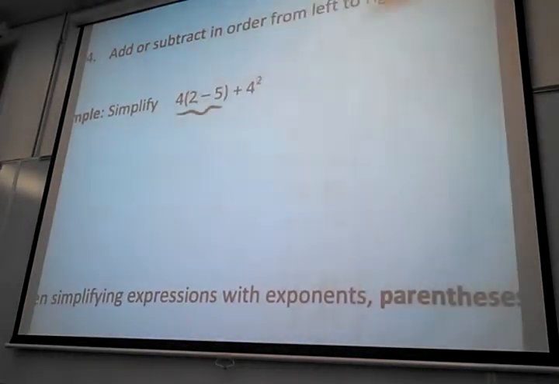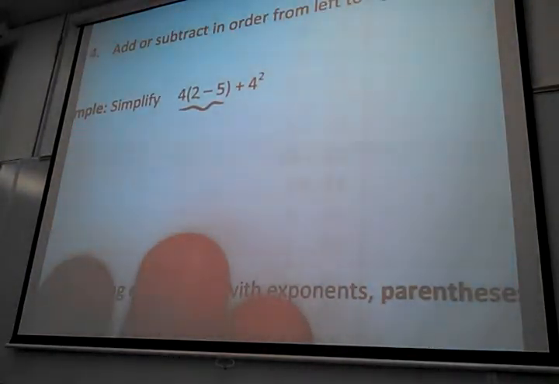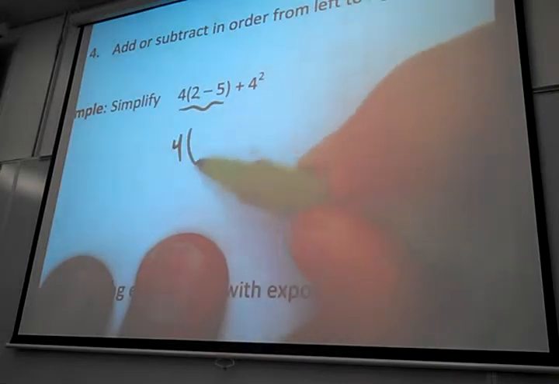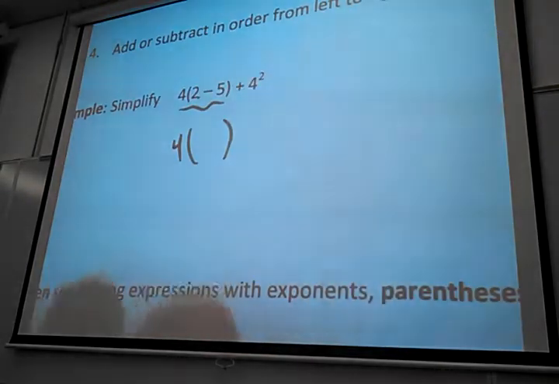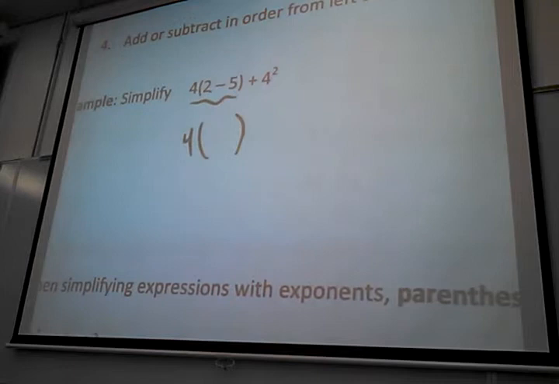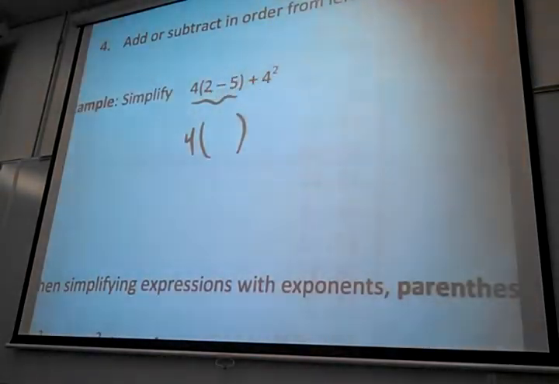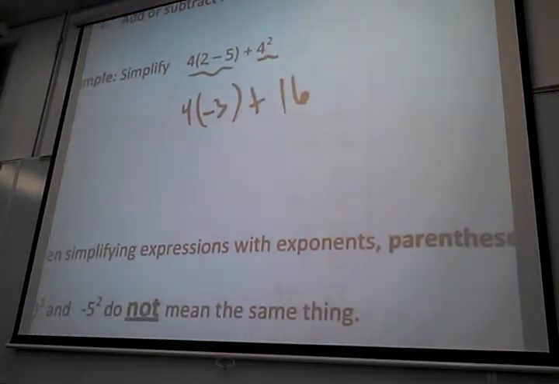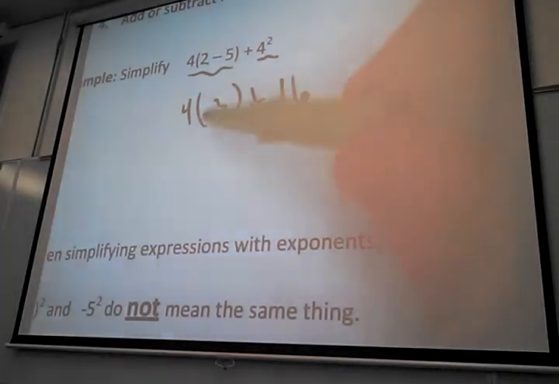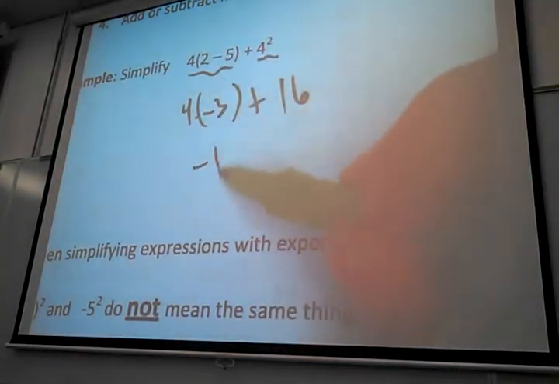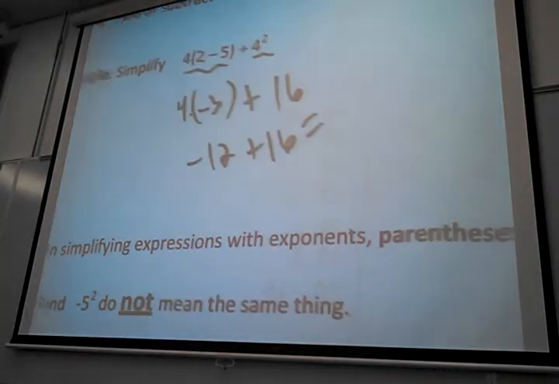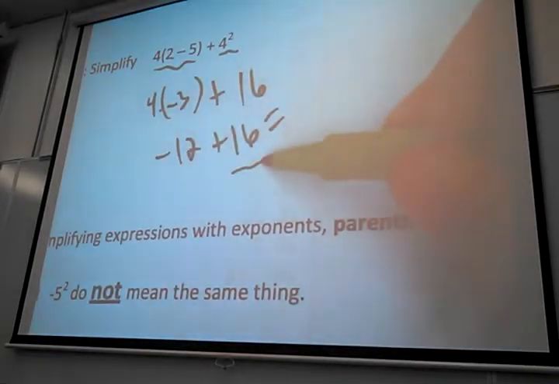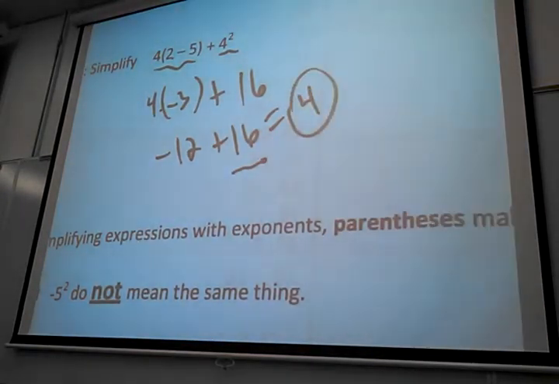So still, what would you do first in this problem here? Technically, you have to do the parentheses first. Oh, this is page 27, sorry. What's 2 minus 5? Minus 3. But you could do 4 squared at the same time. 16. Now what would you do next? Negative 12. You have to multiply before you add. Negative 12 plus 16. 4. Good, because the 16 is bigger. 16 minus 12 is 4.